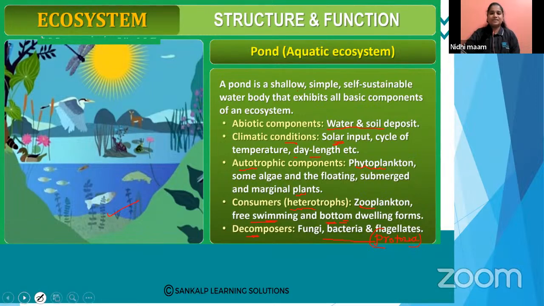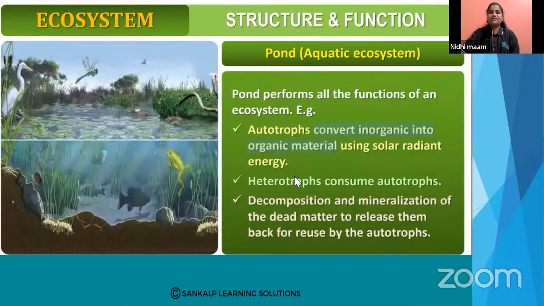Okay. Next, we have structure and function. First, autotrophs with the help of the sunlight convert inorganic substances into organic substances. What do you mean by inorganic? That is carbon dioxide and water, okay, inorganic substances into organic substances. That is nothing but glucose.